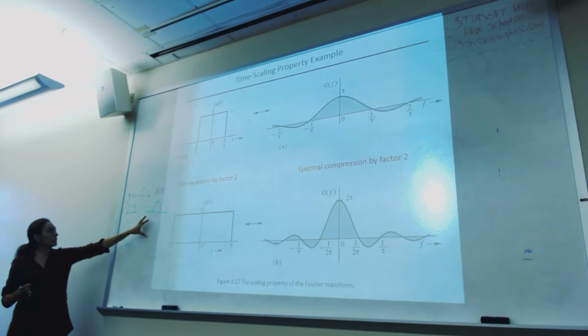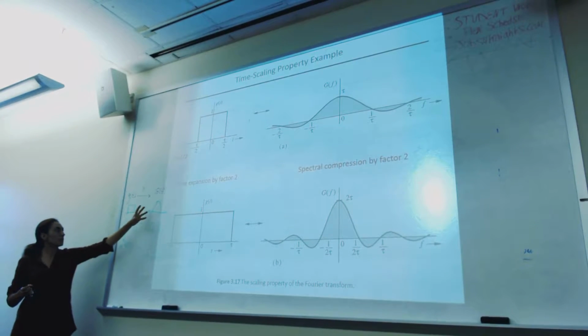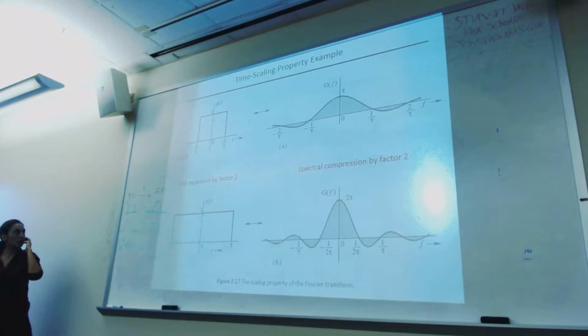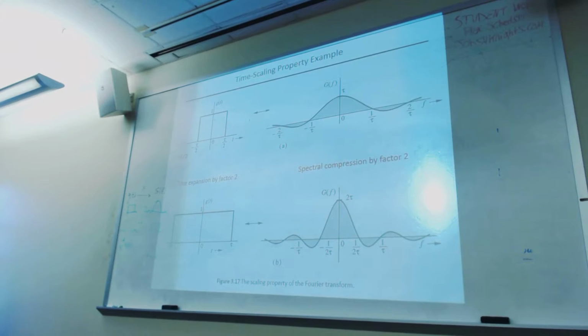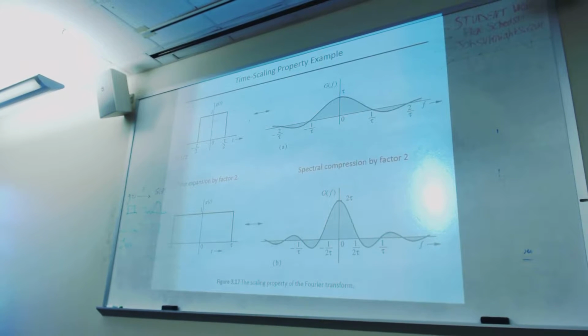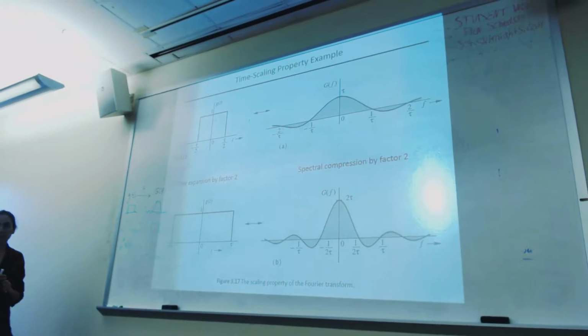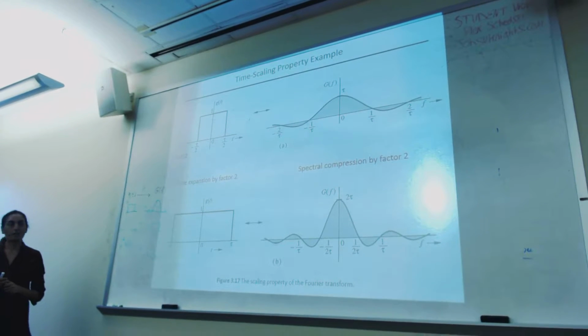Can anybody tell me in just English words, what is the meaning of a Fourier transform? With the formula we know, but what does it mean? This G of f is a function of frequency, so what does it mean? Yes. You're just showing the different frequencies that are present in a signal of any sort. Exactly. Very good, very good.